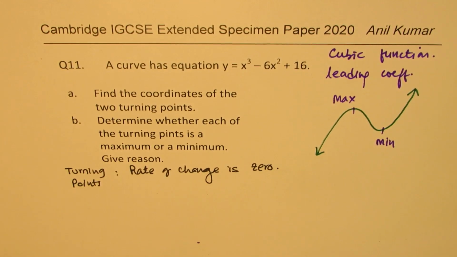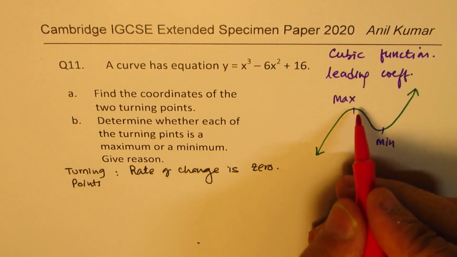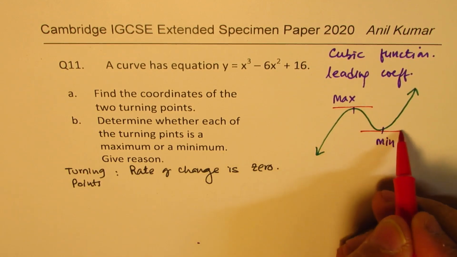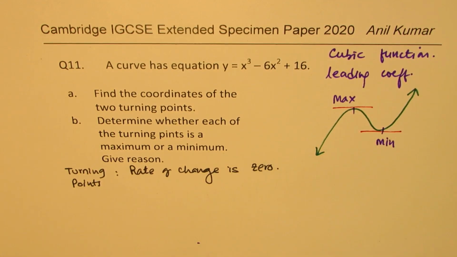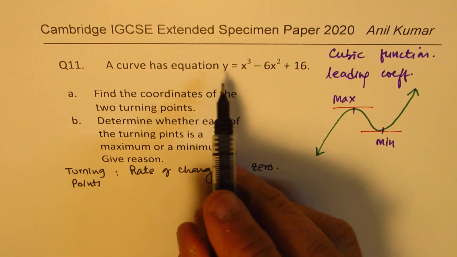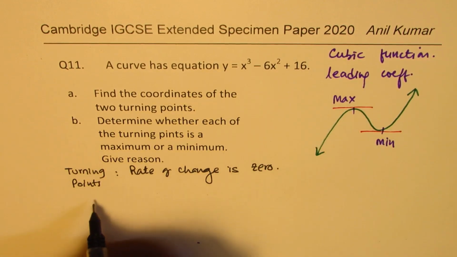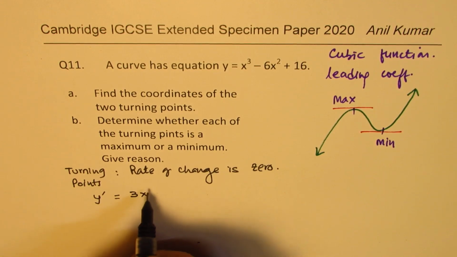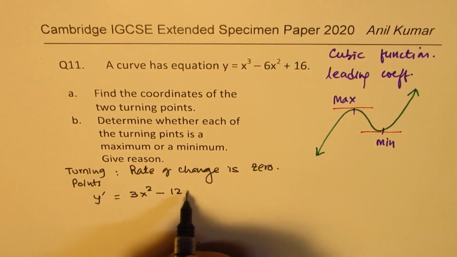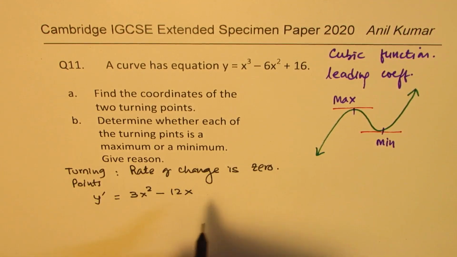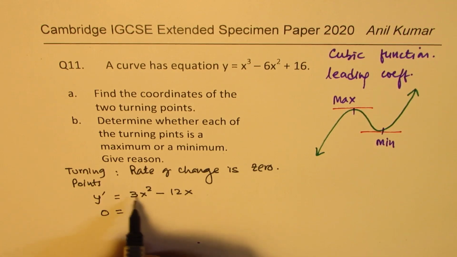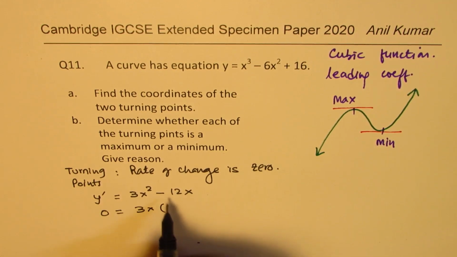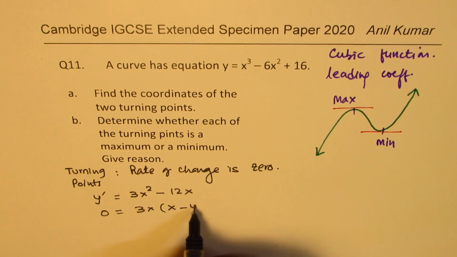What I'm trying to say here is that if you draw a tangent, it will be horizontal at these points, right? Rate of change is 0. So you can find the rate of change of this equation and equate it to 0. We can normally find it by taking a derivative. So the derivative for this function will be 3x squared minus 12x, right? Now, to make it 0, we'll factor out 3x, and we have here x minus 4.